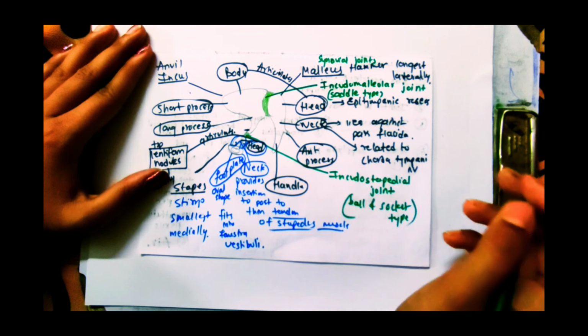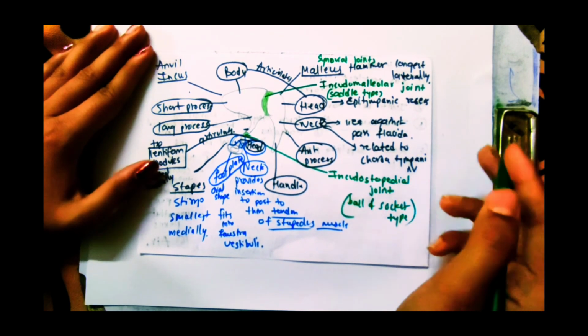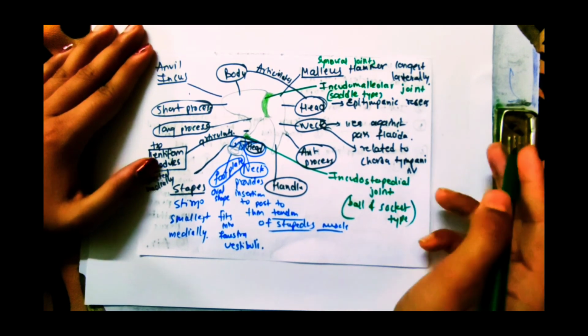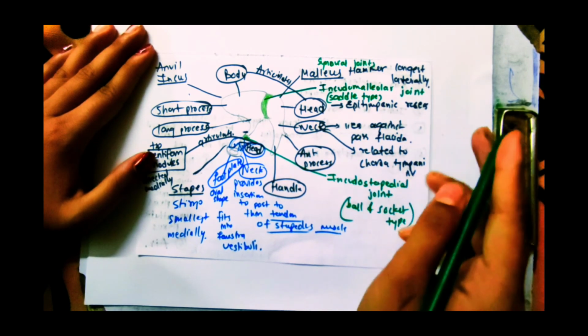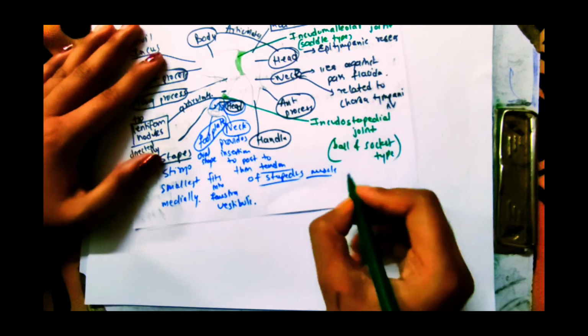The joints are surrounded by capsular ligaments. There are also accessory ligaments: 3 for the malleus, 1 for the incus and 1 for the stapes. All the ligaments are extremely elastic.